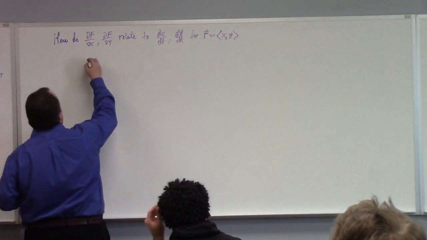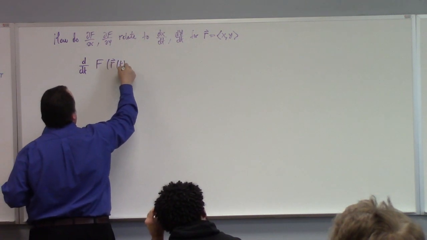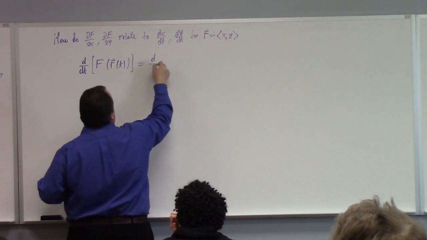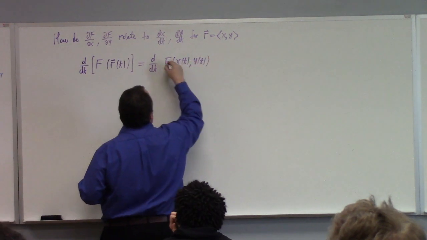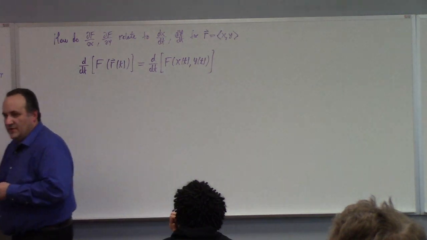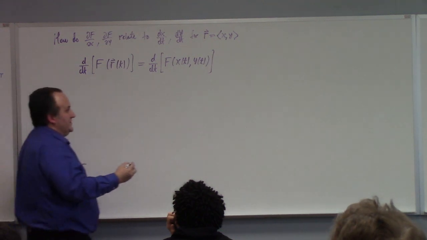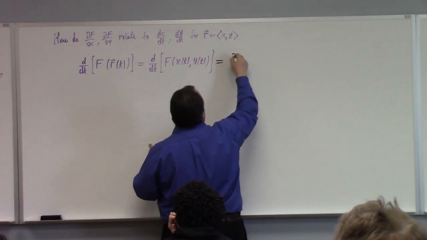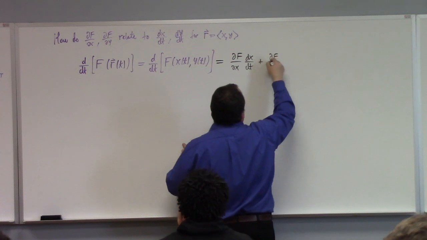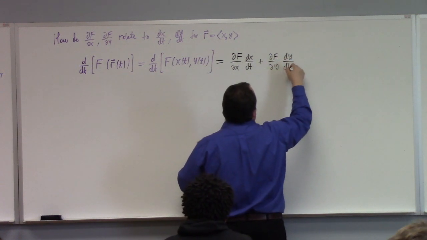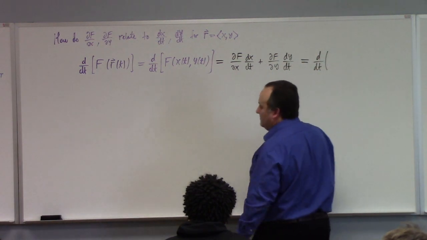I'll behave. So how about this? If we differentiate f of r of t, how does that work? Let me write it again. This is d dt of f of x of t, y of t, right? This is a composite. When we take a derivative of a composite, we must use the chain rule, right? And the multivariate chain rule here looks like the following. Partial f, partial x times dx dt, plus partial f, partial y, dy dt, right?